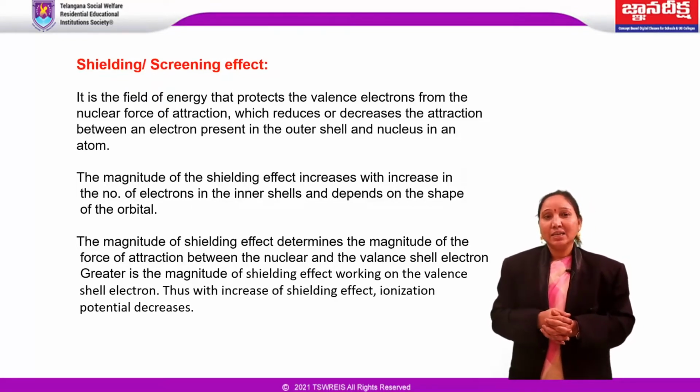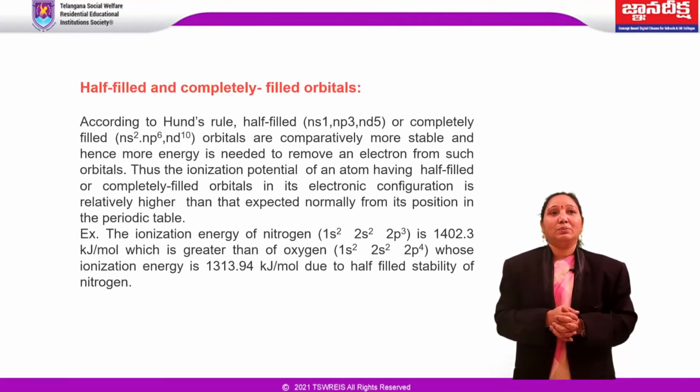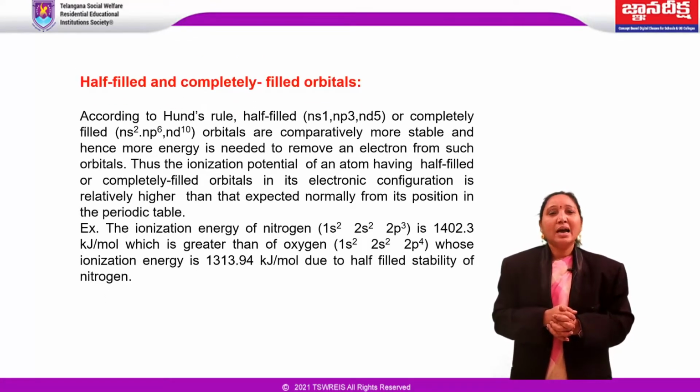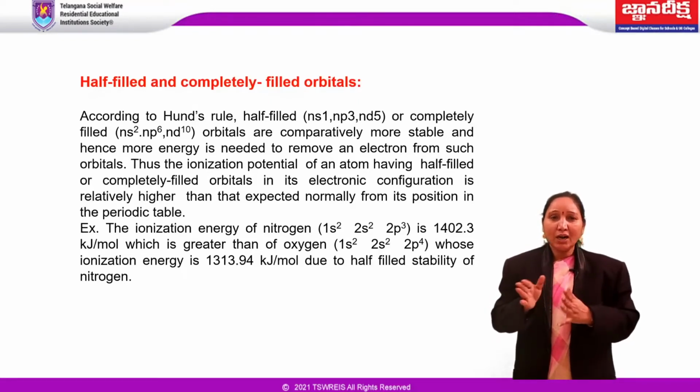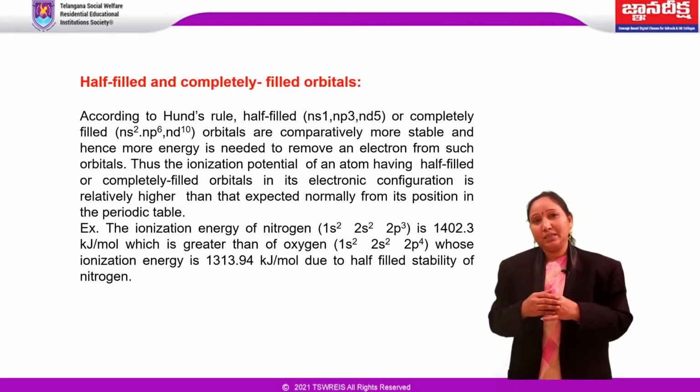Our next factor is half-filled and completely filled orbitals. According to Hund's rule, elements which have half-filled and completely filled configurations are said to be more stable. For example, the half-filled configurations are ns1, np3 and nd5. Here, when there are degenerate orbitals, each orbital is filled with one electron. Because of one electron in all the orbitals, they experience stability, and this is called half-filled stability.